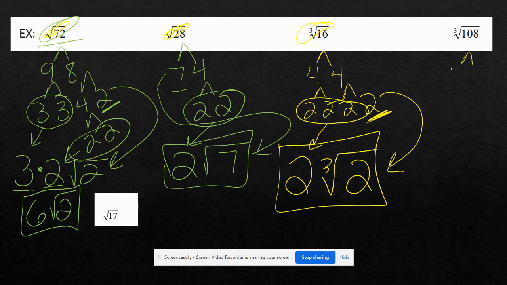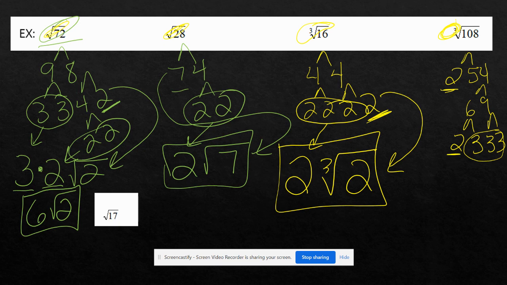108. Well, those are even numbers, so I know I can divide by 2, and that would give me 54. 54 is 9 times 6. 6 is 2 times 3. 9 is 3 times 3. So again, I need a group of 3. So here's a group of 3 3's, but I only have 2 2's. So those 2 2's have to stay home.